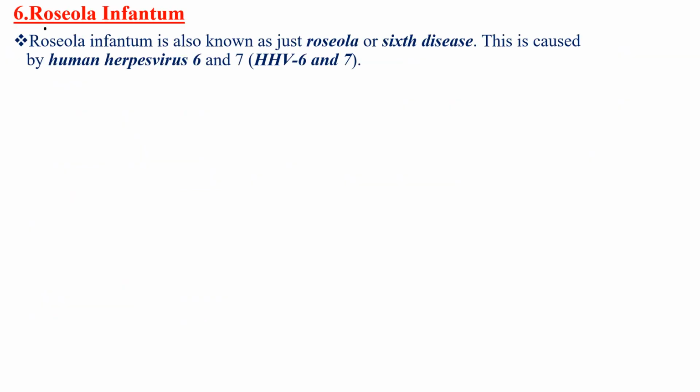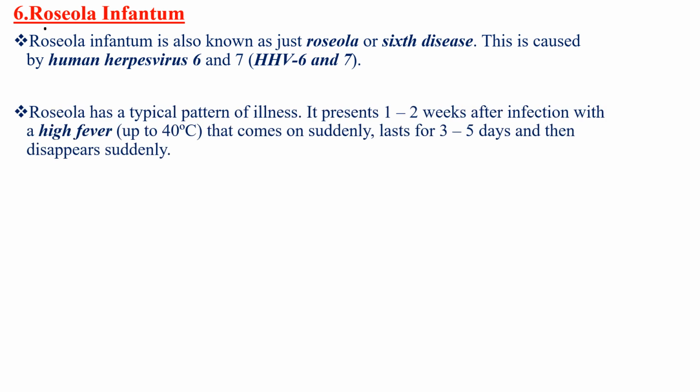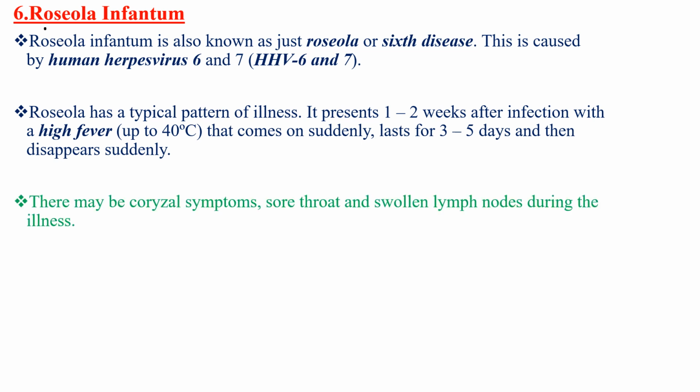The sixth disease is Roseola Infantum. Roseola Infantum is also known as just Roseola or sixth disease. This is caused by human herpesvirus 6 and 7. Roseola has a typical pattern of illness. It presents 1 to 2 weeks after infection with high fever that comes on suddenly, lasts for 3 to 5 days, then disappears suddenly. There might be coryzal symptoms, sore throat, and swollen lymph nodes during the illness.